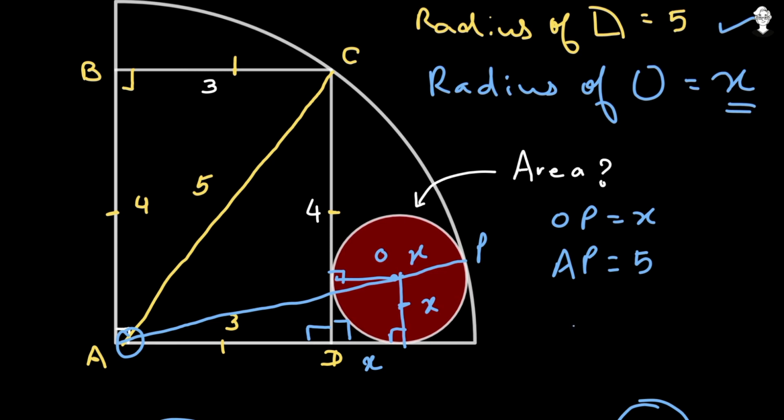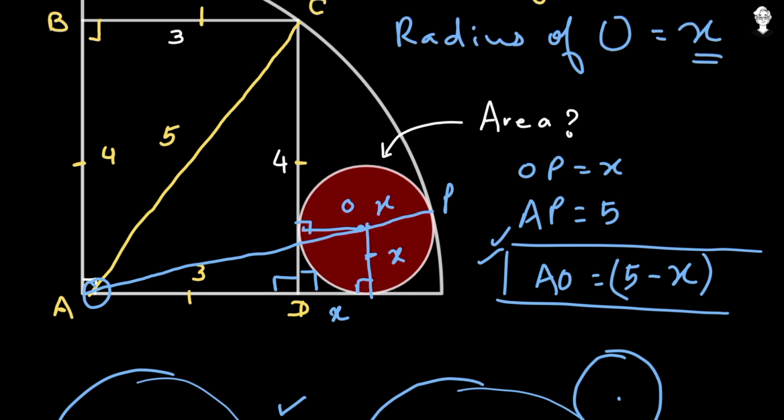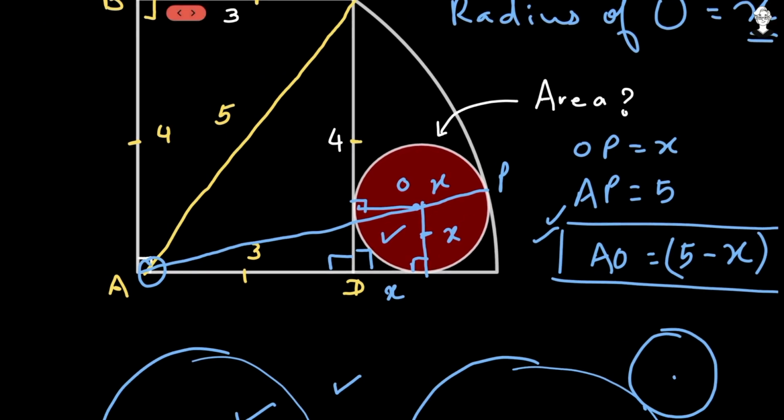Now the remaining length, that is AO, is going to be equal to 5 minus x, and this can be done only when the points A, O, P are collinear. This means it's a straight line. Now look in this particular triangle over here: the hypotenuse is AO, so it has a length 5 minus x. Here is the perpendicular and it has a length x.